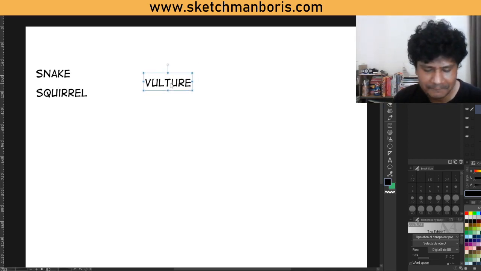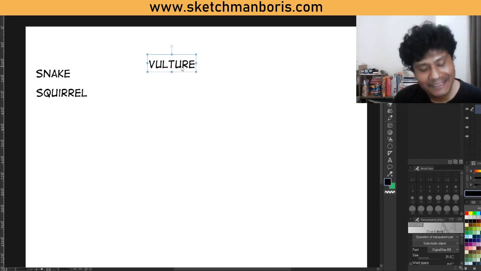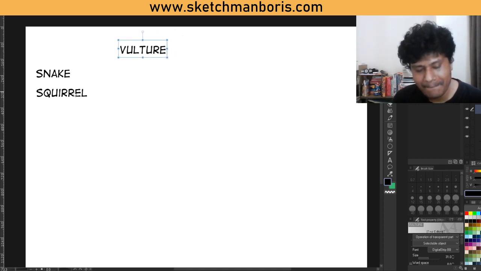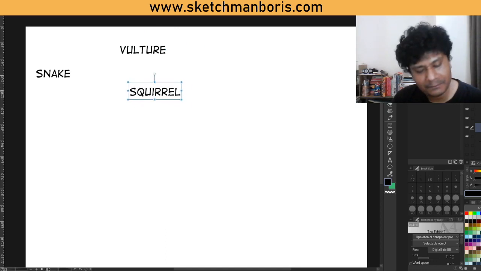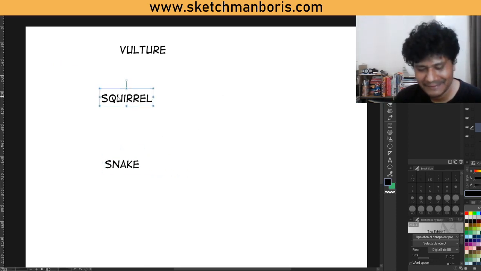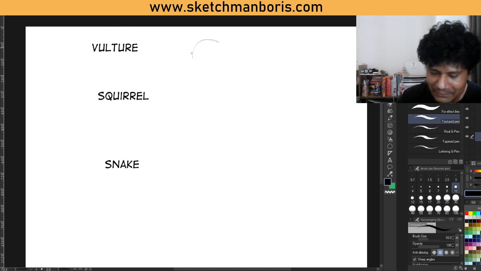I have no idea what's going to come out, but I see some images in my head. So let's see. Vulture can be the head, maybe squirrel body, and then snake tail. So how do you draw a vulture? You draw a ball like this.